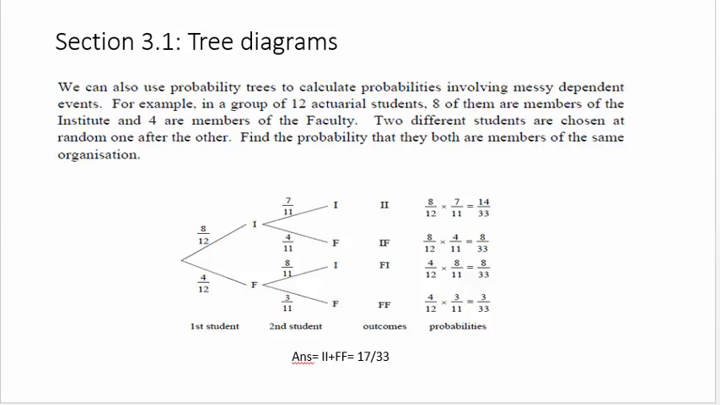So our favorable answer will be II plus FF. Because the students are of the same organization, II plus FF is 17 by 33, as calculated in the below tree diagram. So we can see how tree diagrams simplify some complex problems.